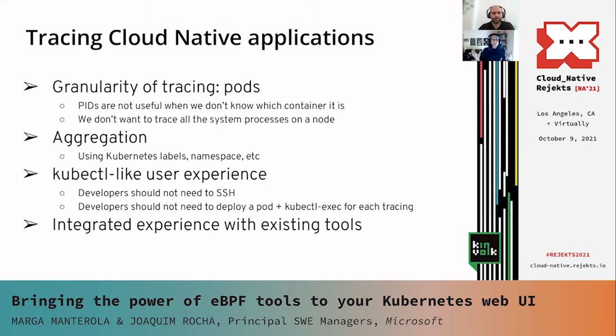And we also want to filter with the selectors that we normally use to refer to Kubernetes objects. So for example, if we want to trace all the pods that have a given label or that are in a given namespace, we don't want to be looking up each of the PIDs. We want to just have the tooling do that for us. We also want the user experience to be similar to that of the other tools that the users are using. So if they are using the command line with kubectl, we want them to use a similar command line that matches the kubectl command line. And if they are using a web UI, we want them to use an integrated experience with their web UI.